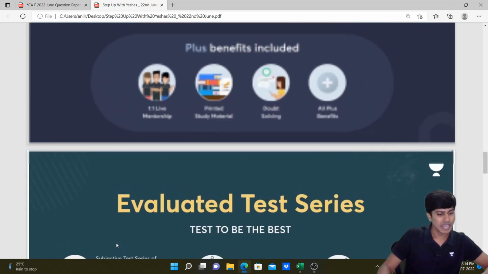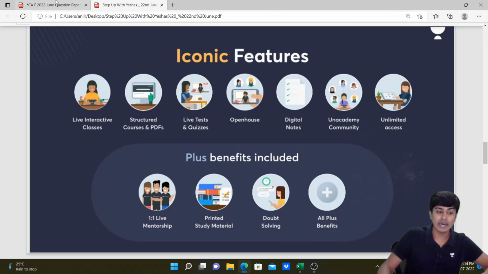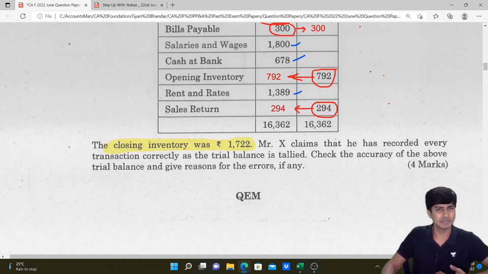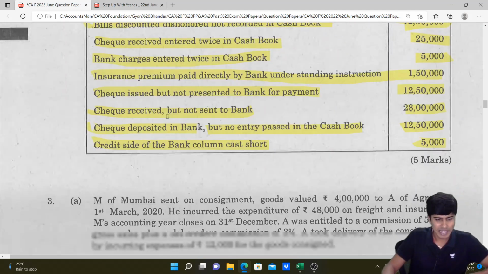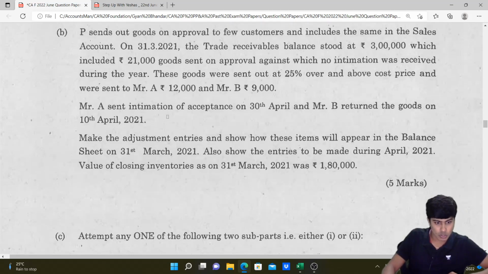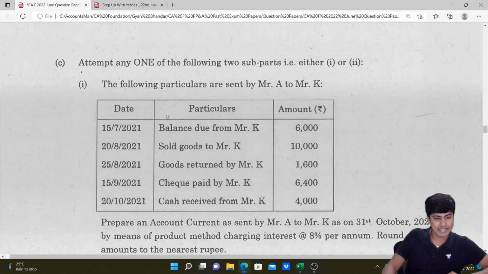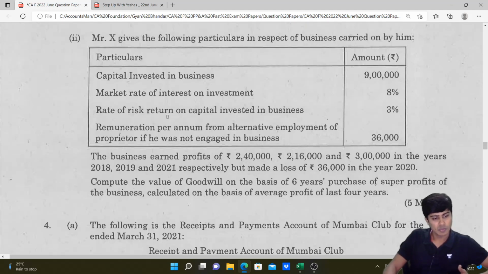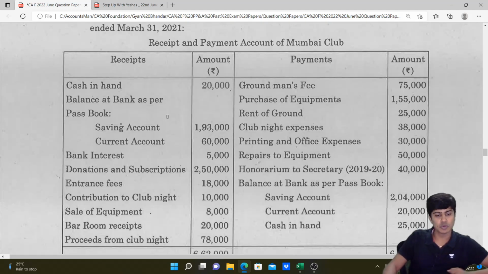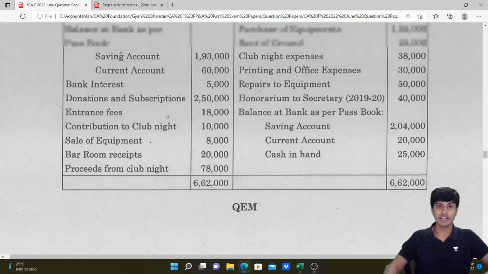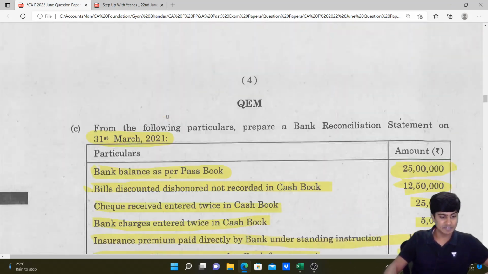Great. So that's the news, and let's now head on to our solution discussion. We've done questions number 1 and 2 in the previous video. It's there on the same YouTube channel, you can go back and see. Now we'll do questions number 3 and 4. Very interesting questions. Question 3a is on consignment, and 3b is on goods sent on sale or return or approval. 3c is on average due date and account current, and then we have one on computation of goodwill. Question number 4 runs into NPO, followed by 4b on partnership. Lots of topics will get revised in this video. Let's get started with the first one.